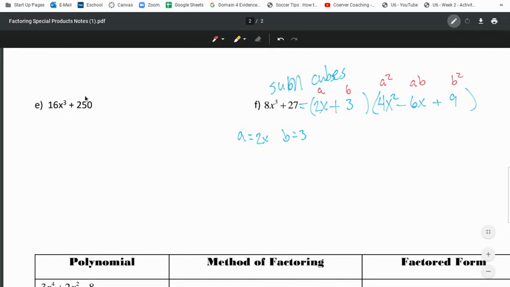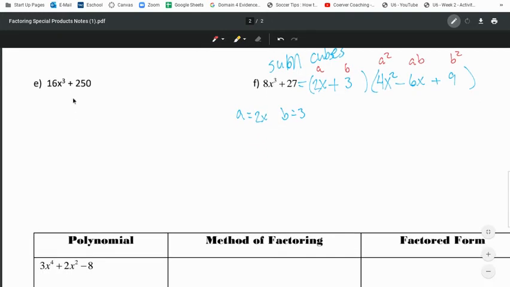Okay, and then I do want to talk about E. E's a little bit different, right? This does have a GCF. So 16 is a perfect square. Okay, it's not a perfect cube. And 250 is neither. Okay, so if you think, okay, it's nothing, can I take out a GCF? So I can take out a GCF of 2 here. And then what I'm left with is 8x cubed plus 125.